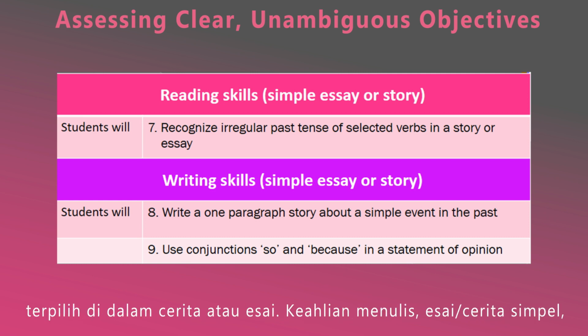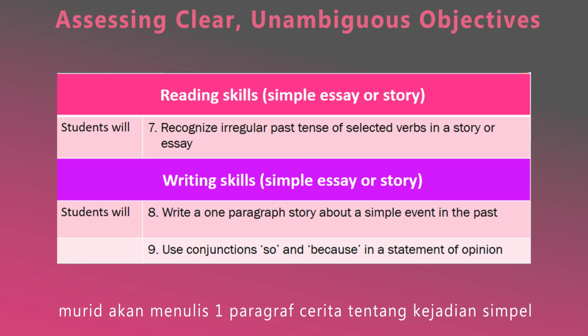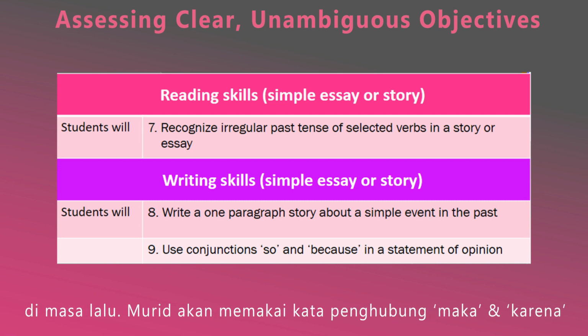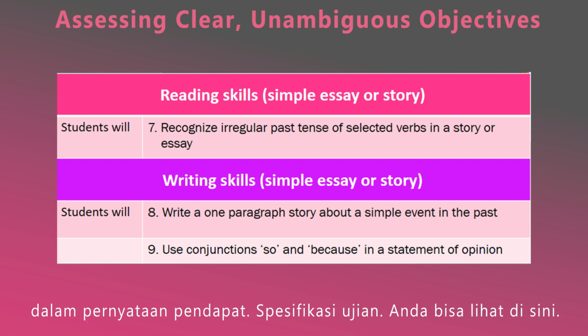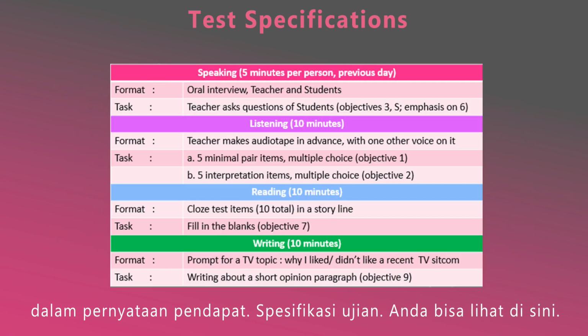Writing skill, simple essay or story. Students will write a one-paragraph story about a simple event in the past and use conjunctions so and because in a statement of opinion. Test specification, you can see here.